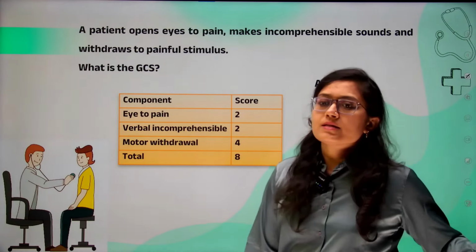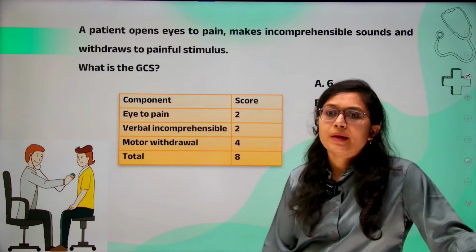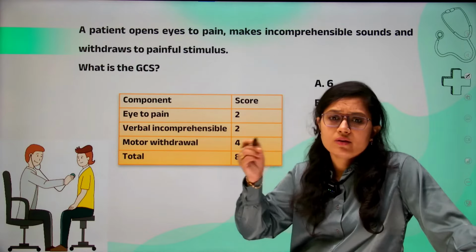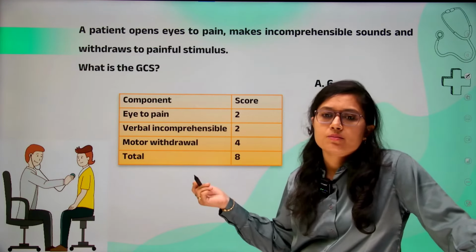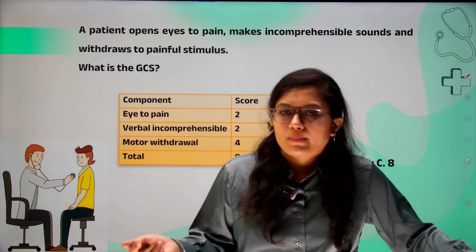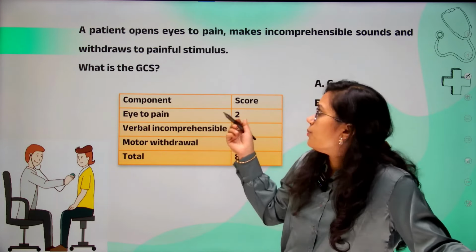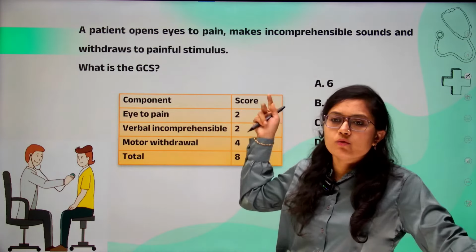Okay. The next is a patient who opens eyes to pain, makes incomprehensible sounds, and withdraws to the painful stimuli. You can even note it down and calculate it. Now consider or calculate what would be the GCS. Again, the patient opens eyes to pain. Eye opening to pain would be second grade.